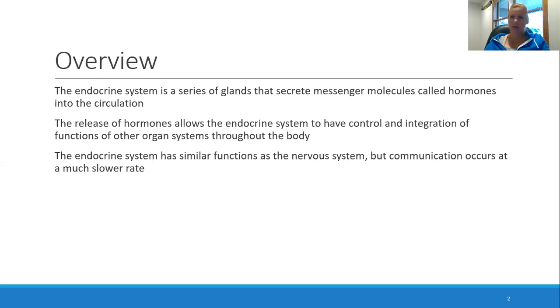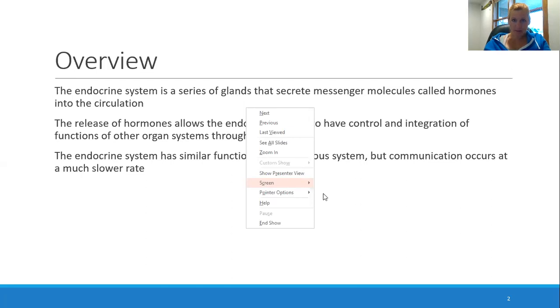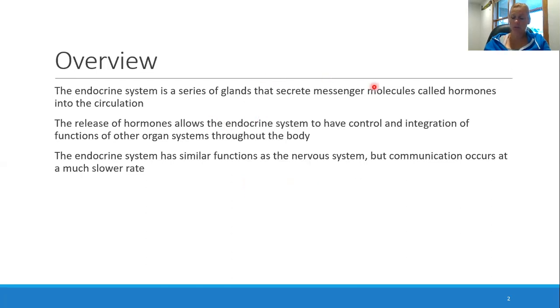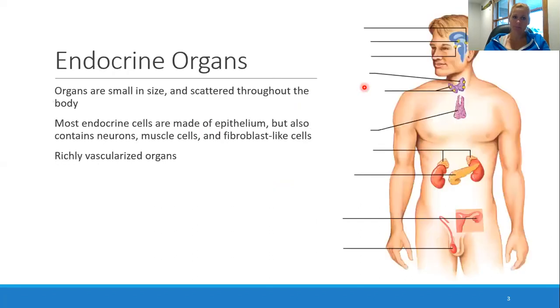And again, the way we transmit signals or have communication within the endocrine system relies on these endocrine glands. Oops, let me get my pointer out. These endocrine glands are able to secrete their hormone into the bloodstream, and then the bloodstream will carry them to the appropriate location. So let's take a look at where each of these endocrine organs are located.